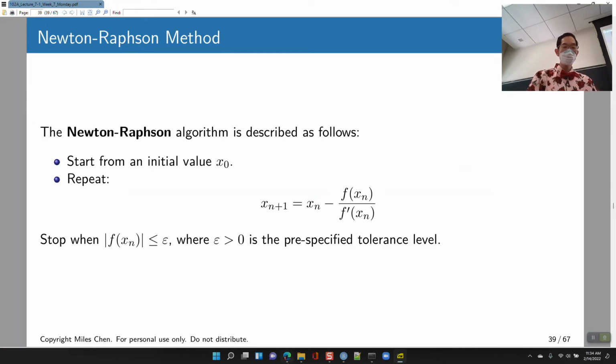To apply the Newton-Raphson algorithm, wherever you start, you start off with some initial value x0, and then you calculate the values at the next iterations, x at time n plus 1, using the algorithm, and you stop when f gets close enough to 0. That is to say, when the absolute value of f of xn is less than or equal to some tolerance level epsilon, maybe 10 to the negative 6, 10 to the negative 8, that's when you'll stop.